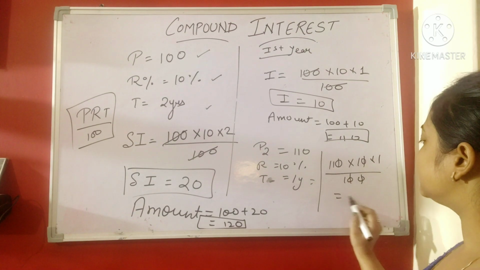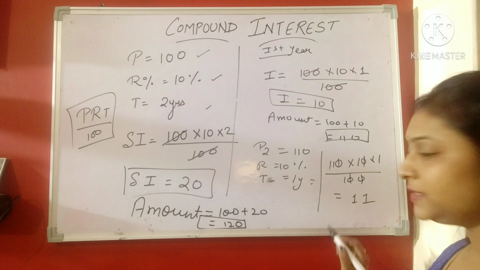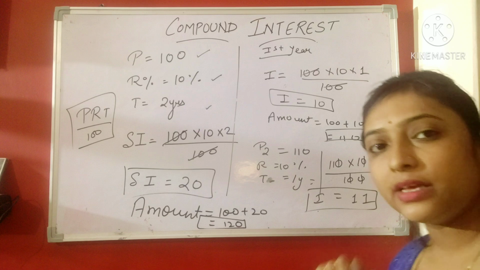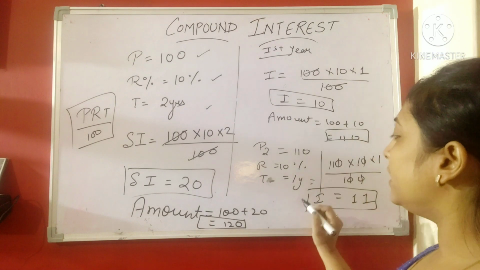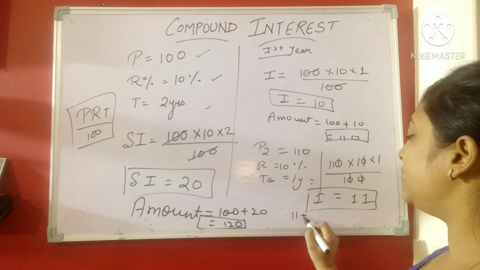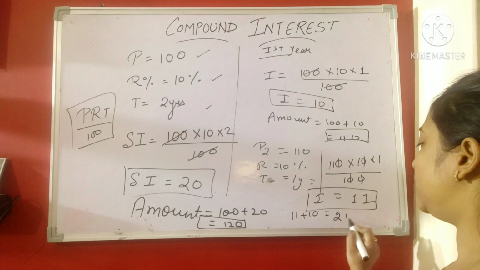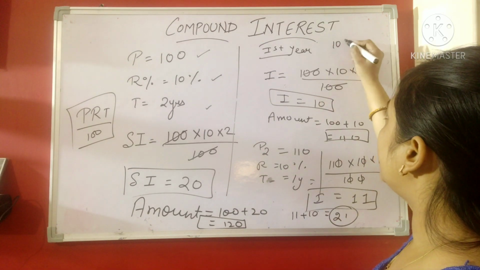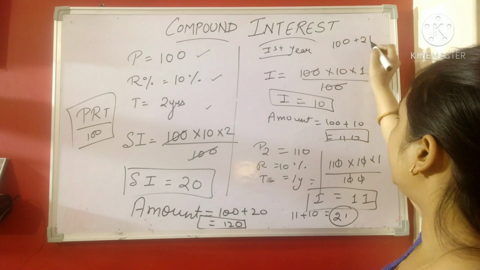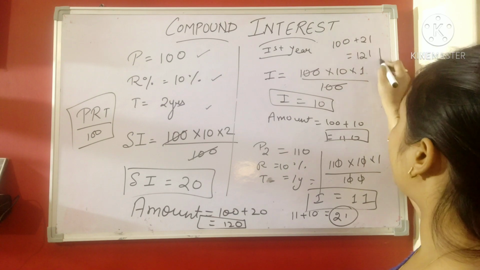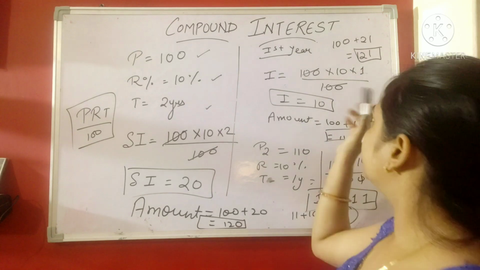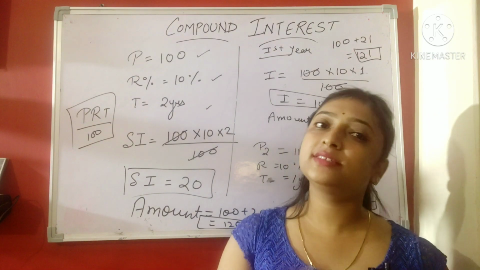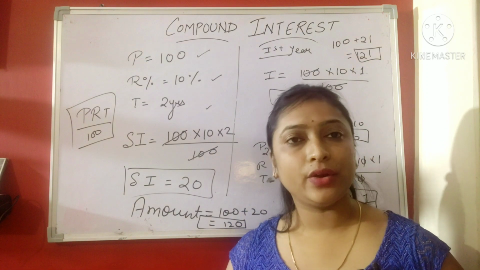Right, we will cancel. It is 11 rupees. Interest is 11 rupees in the second year. So, total interest is 11 plus 10, which is 21. The amount that I get is 100 plus 21, which is equal to 121. Right, that means we can now say that compound interest is always greater than the simple interest.